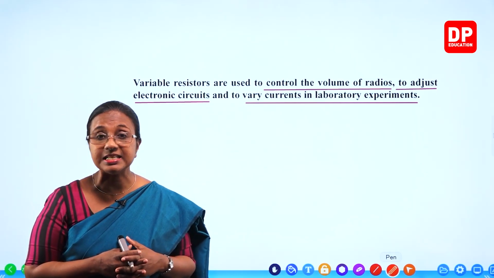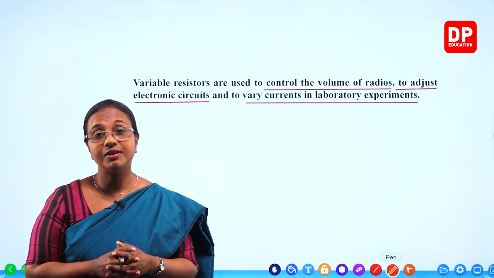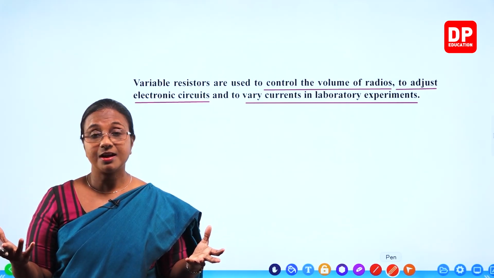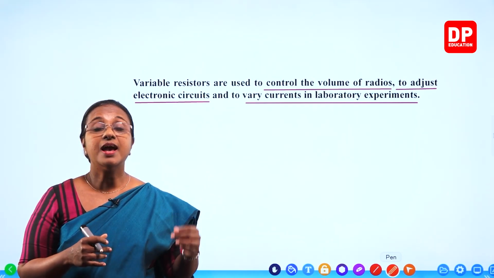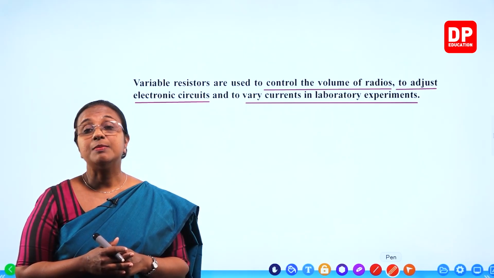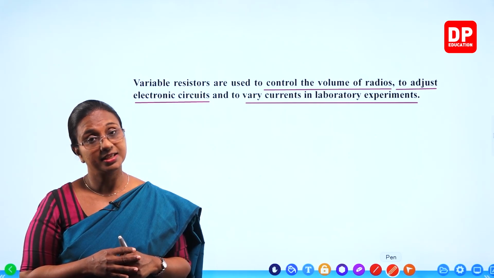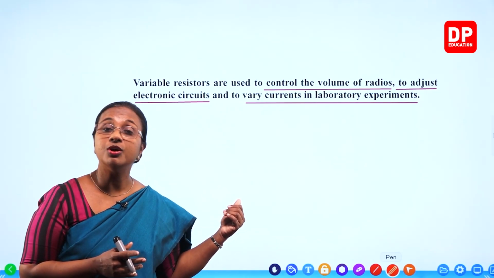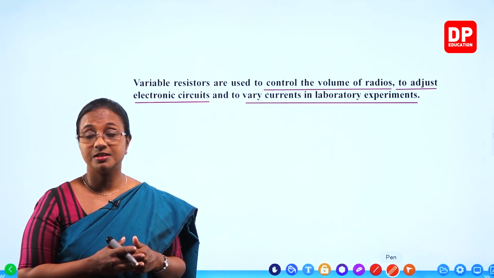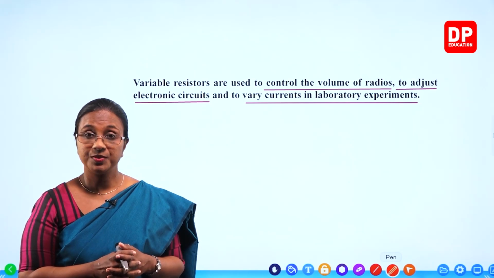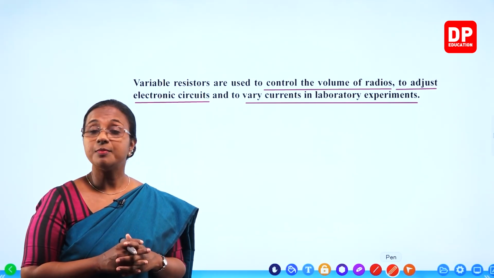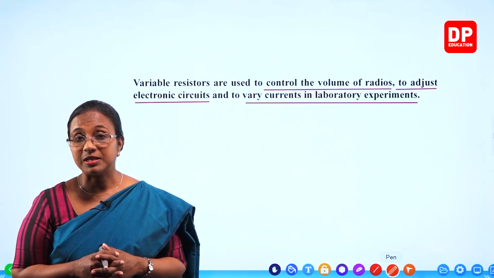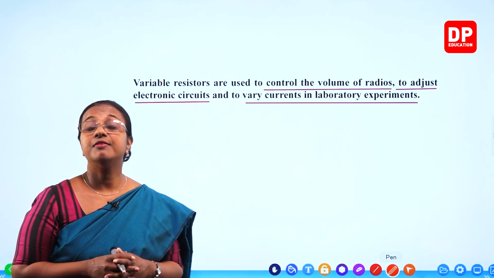Then to adjust electronic circuits. We will be discussing electronics in grade 11. So there you will see when there are circuits mainly with transistors or diodes, when we have the different functions of transistors, there we will be using these variable resistors to change the resistance of the circuit. So that is another function. Then we can vary currents in laboratory experiments. We did the activity to find the relationship between current and potential difference to come to the point where we discussed the Ohm's law. So there we used a rheostat. So those are some of the uses of variable resistors. That is volume control, pre-adjustment resistors, and rheostats. They can be used for different purposes.